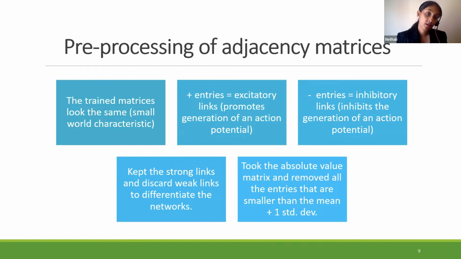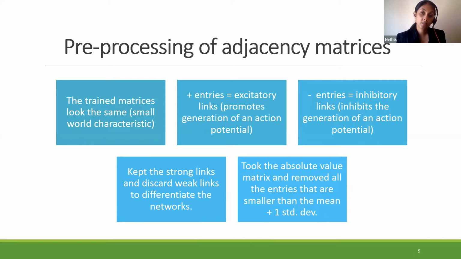The way that we interpret these things, in our matrices we would have numbers that are positive, negative, and 0. The positive entries, we think of as the excitatory links. So in a more neuronal, biological network sense, these are the links that promote or generate an action potential.